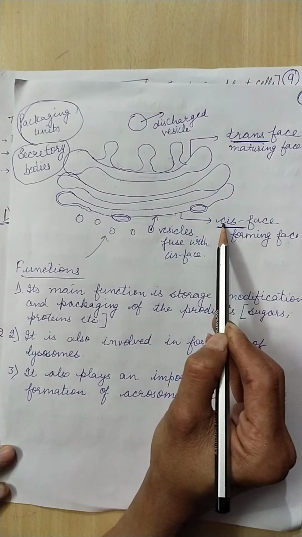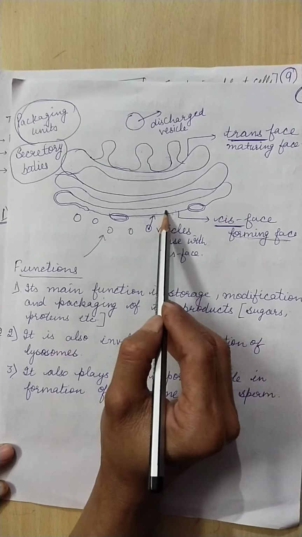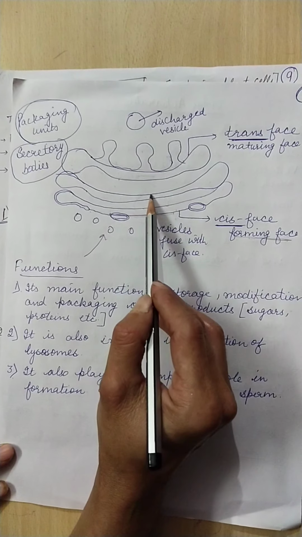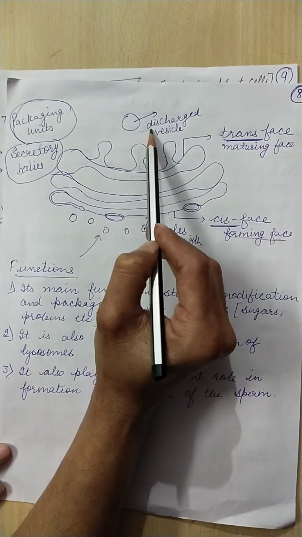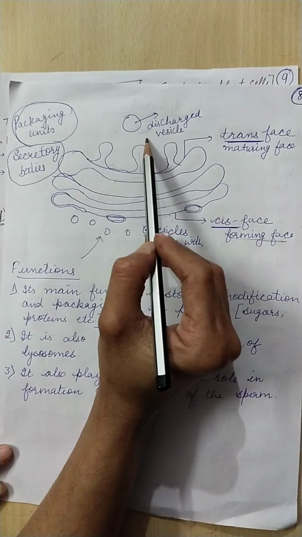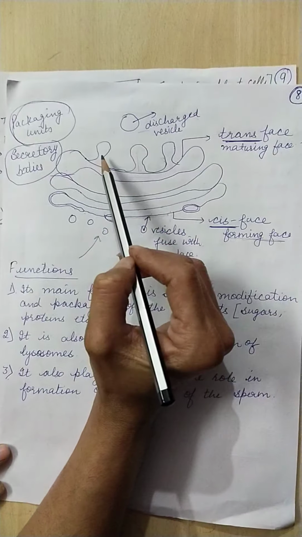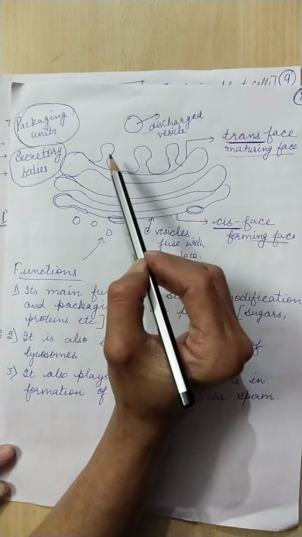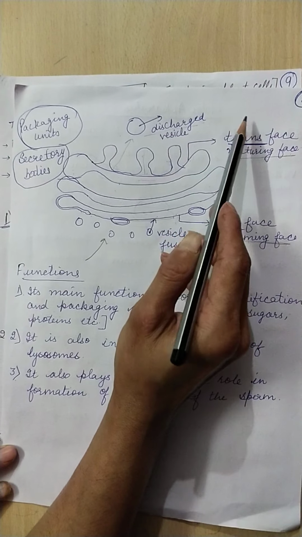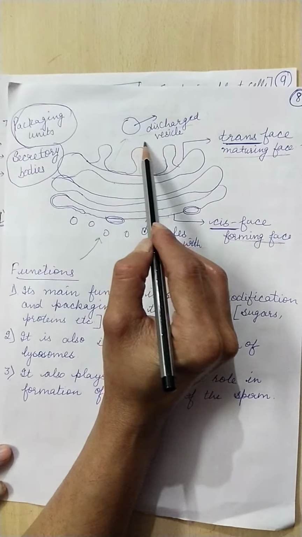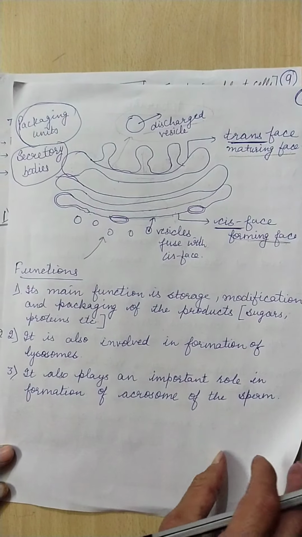phase. It is called the forming phase, but these vesicles which are packaged here are transported to the various target sites in the cell through the trans phase. That is why we call the trans phase the maturing phase, and the substances are released and they reach up to the targets through these discharged vesicles.